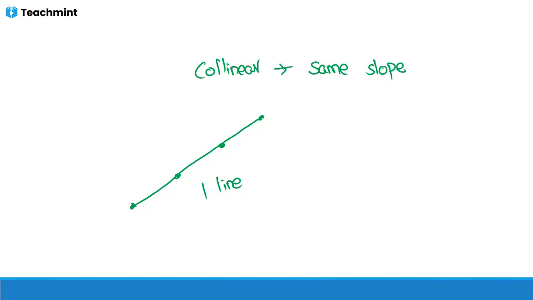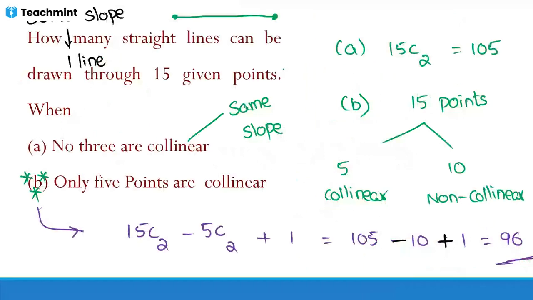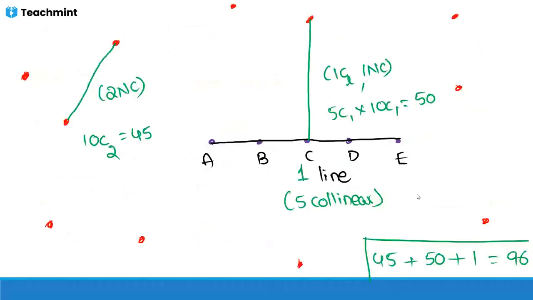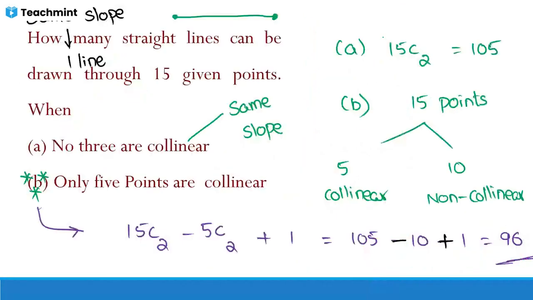In the question, they said clearly 5 collinear are there. Among 15 points, 5 collinear means 10 non-collinear. Non-collinear means they are not in the same line. So here and there I split it, right? Among total lines, these 5 collinear should be considered as one line only. This should be removed, and we consider all of this as one line only. That's what the plus 1 is. Still doubt, please raise hand.